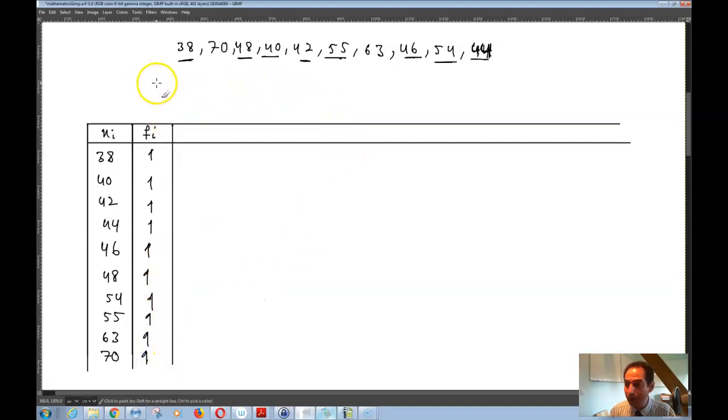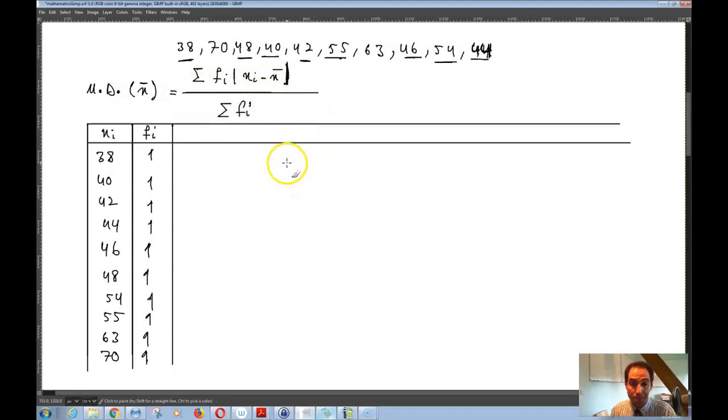Now you want to find the mean deviation about the mean, right? So the mean deviation about the mean is equal to sigma f of i times the absolute value of x of i minus x bar, over sigma f of i, right? So over here I need my x of i and x bar, so I need to calculate first my x bar. Now the x bar, if you want to calculate it, you can just simply add all of these numbers together.